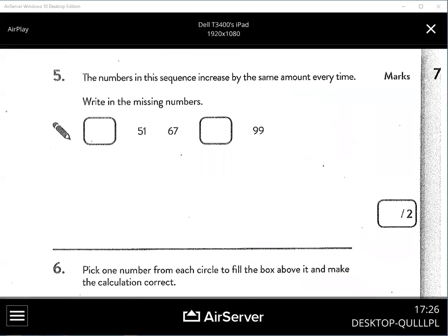Okay. Right, I'm going to do the next question. The numbers in this sequence increase by the same amount every time. Write in the missing numbers. So we're going to go from here to there, from here to here, from here to here. So we've got to work out what the increment is. We can work it out here. From 51 to 67, we have gone up by 16.